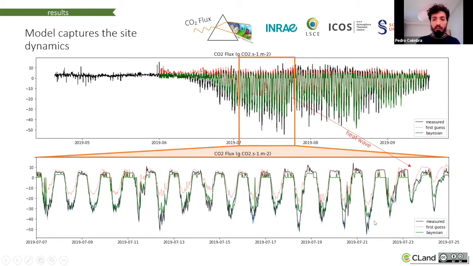We have the first guess, so this is the prior, the estimation using the parameters that come from literature. And we can see that it poorly represents the site. I mean, there are some connections, but it's not the same magnitude. And when we do the Bayesian inversion, we get a good estimation. Here it lacks the uncertainty for the estimations, but this should actually be smaller than the uncertainties of both the observations and parameters.